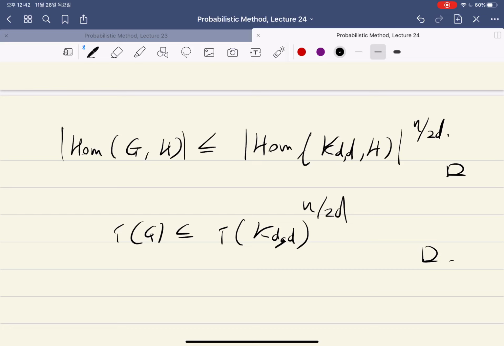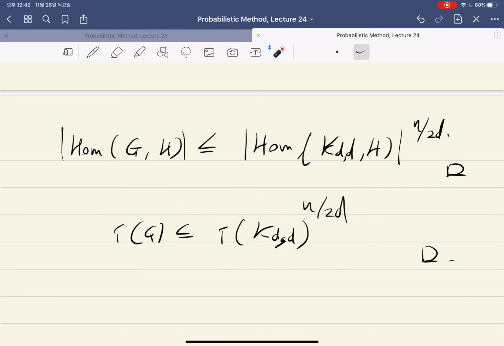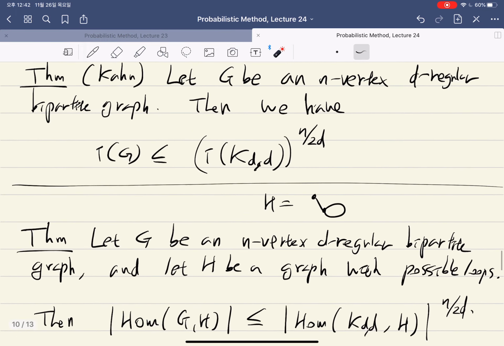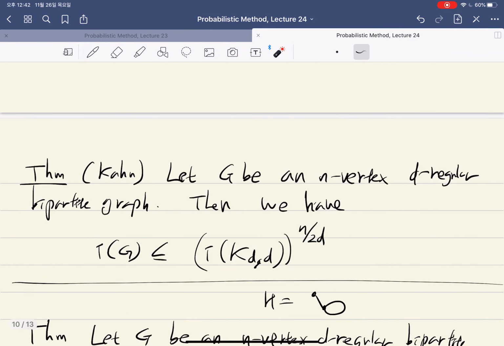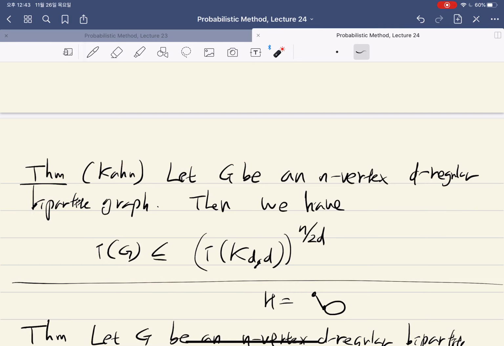So next time we will see one more application of this entropy, and we will see how one can generalize this. What I mean is that in Kahn's theorem we have the condition that this is a bipartite graph. Then what if this is not bipartite? If we delete this condition, would it still be true? That's also what we will do in the next video, or maybe the next video.